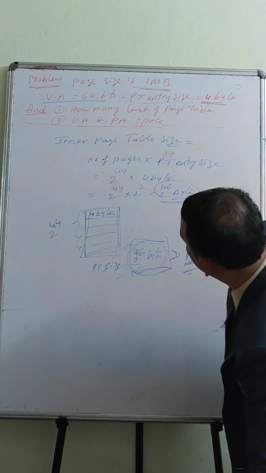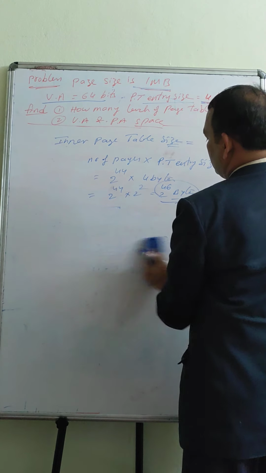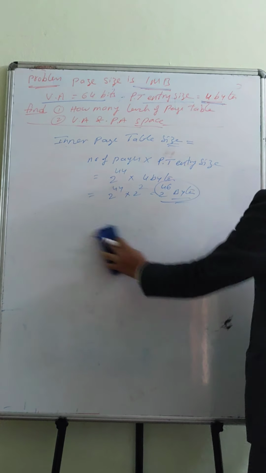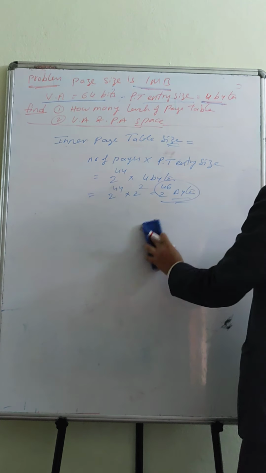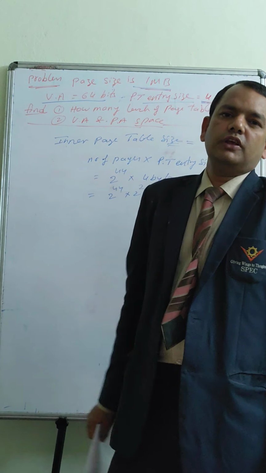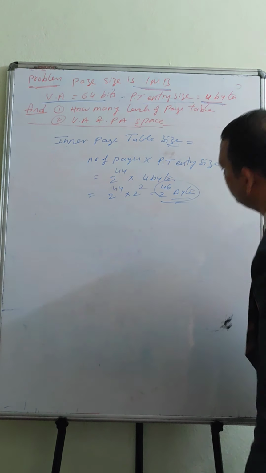Now we'll calculate. We calculated that the inner page table size is 2 power 46 bytes. It is greater than 1 MB. Now we need to divide this big page table into pages. Now we'll see how we have to do it.